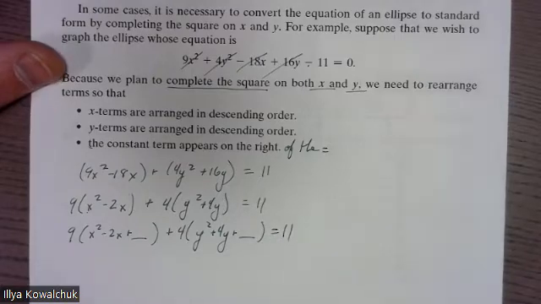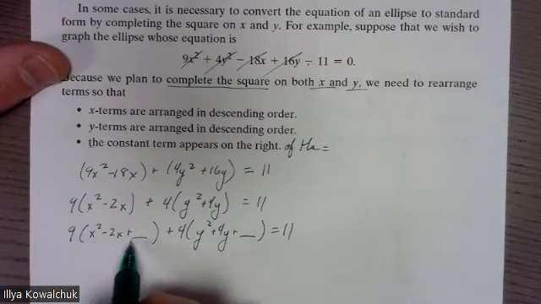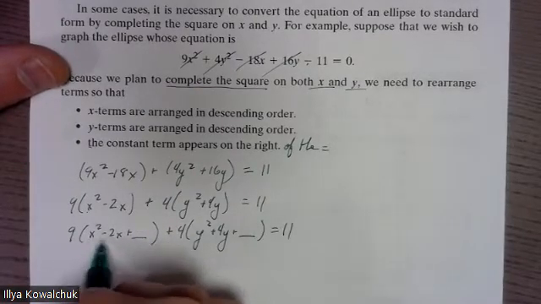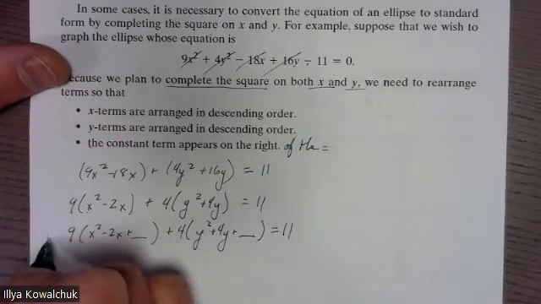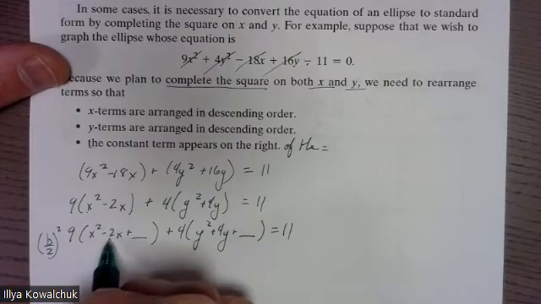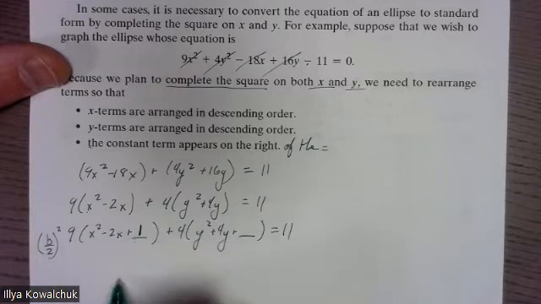equals 11. Now, to complete the square, I have to make this thing in here a perfect square trinomial. How do we do that? Well, we look at the b value, in this case, -2, and we take half of that and then square it. So again, this term here is going to be b divided by 2 and then squared. So -2 divided by 2 is -1. We square it, and then we get a +1 there.